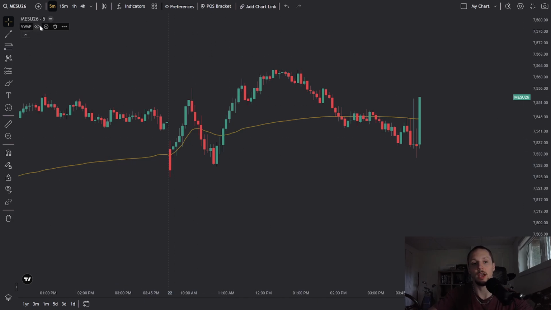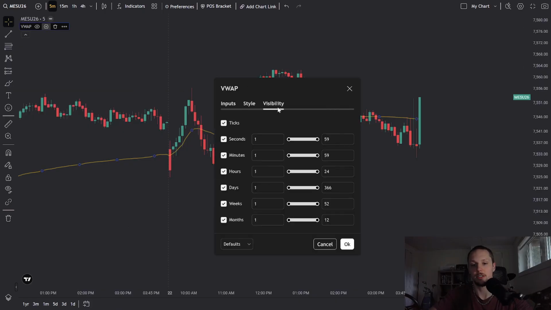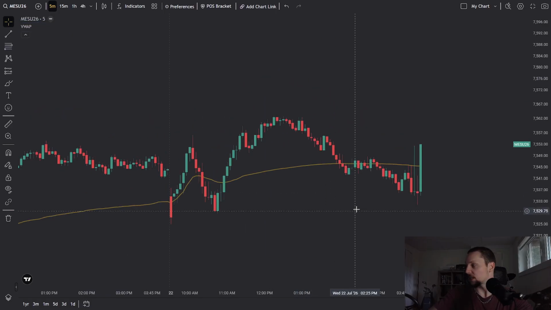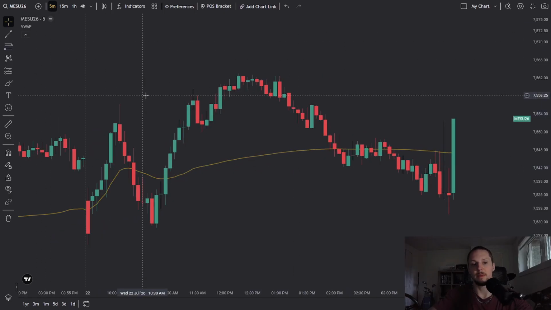We have one indicator on the chart, just a simple VWAP line. These are the settings for it. It's pretty much unadjusted. So now that that's out of the way, let's get into how I day trade. So I day trade on the 5-minute time frame.